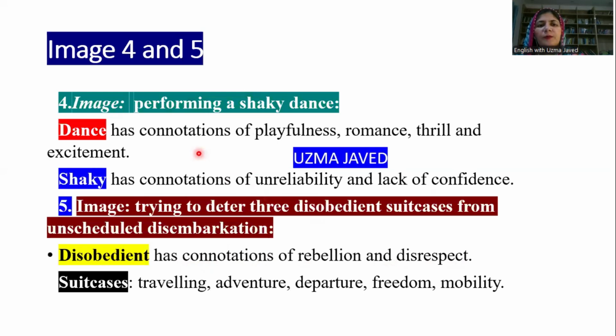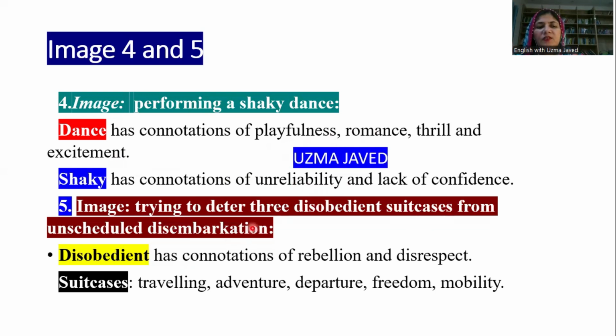The next image is performing a shaky dance. Dance has connotations of romance, playfulness, enjoyment, excitement, and thrill. I hope you can imagine such connotations through your common sense. Shaky has connotations of something which is not sure, which is unstable, which is unreliable, and obviously it lacks confidence because it is shaky, not confirmed.